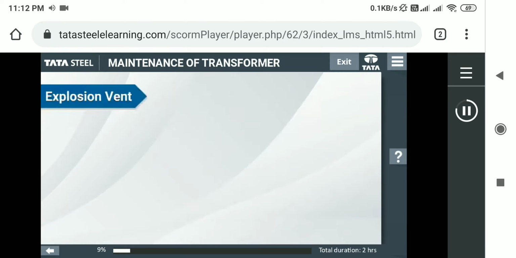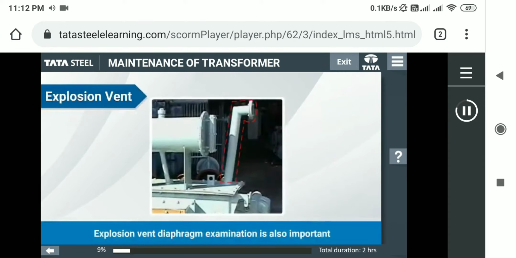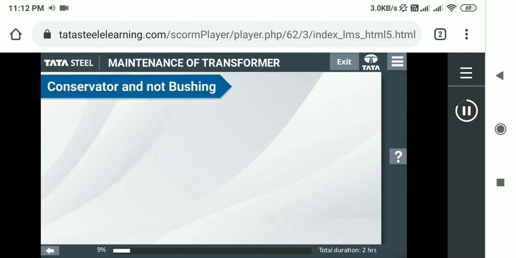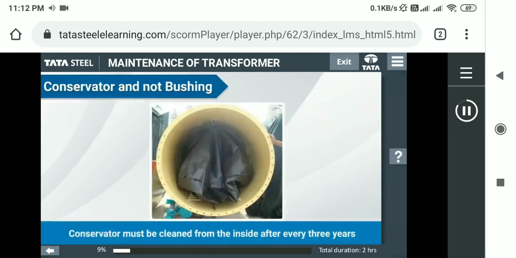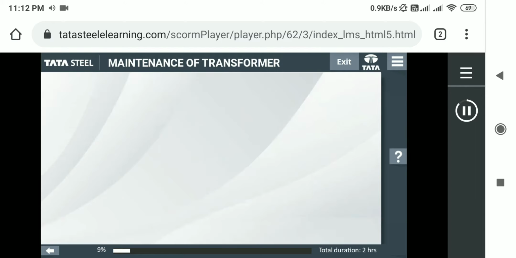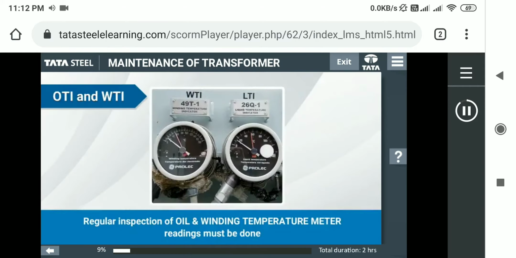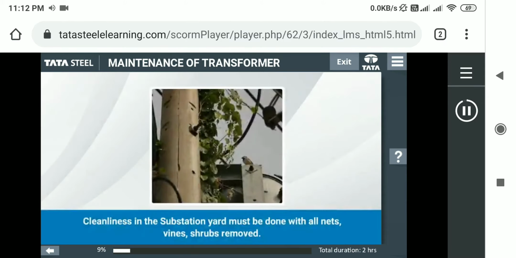Explosion vent. Explosion vent diaphragm examination is also important. Conservator. Conservator must be cleaned from the inside after every 3 years. OTI and WTI. Regular inspection of oil and winding temperature meter readings must be done. Cleanliness in the substation yard must be maintained, with all nets, vines, shrubs removed.